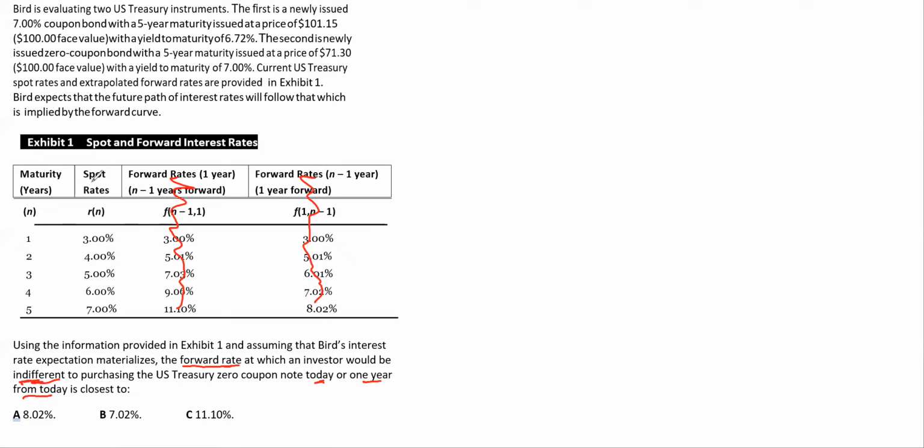The next thing is this word indifferent. What does it mean? It means that we're going to have the same ending wealth. I'm going to draw a little picture over on the side here. So here's a term structure, a little term structure of interest rates. We can extend this a little to make sure it fits. And we've got our yields and our time to maturity.